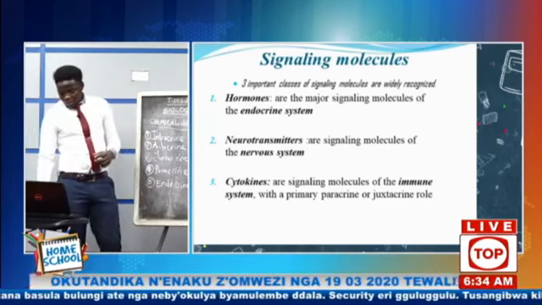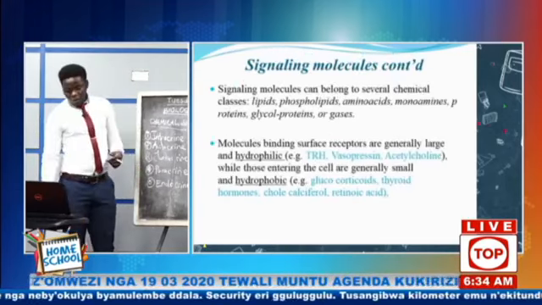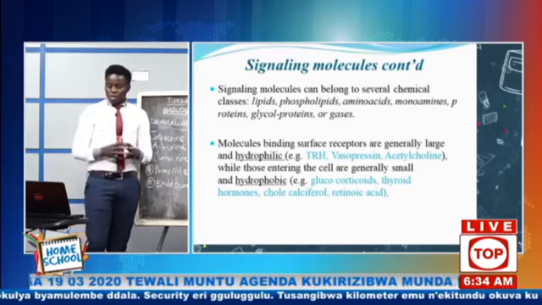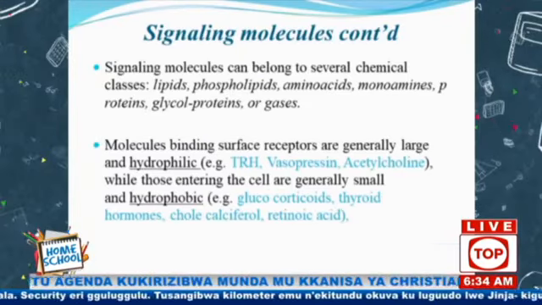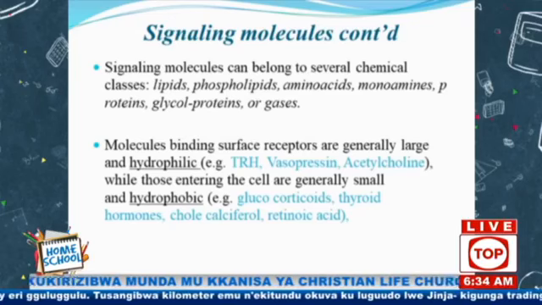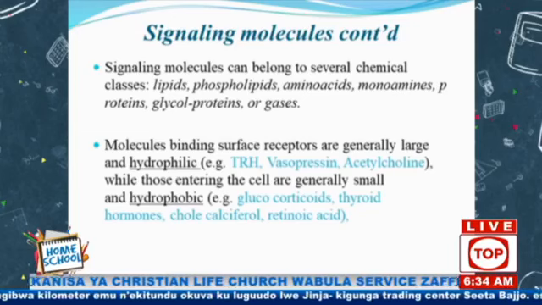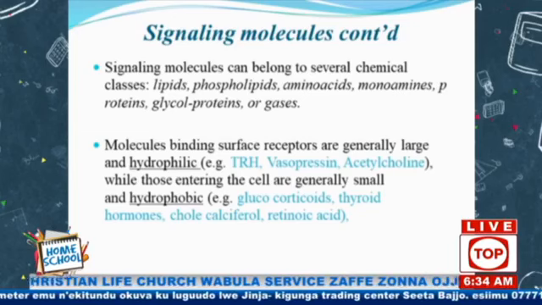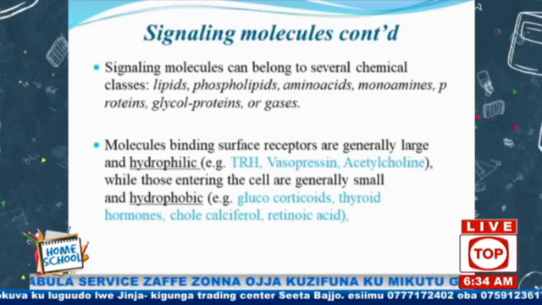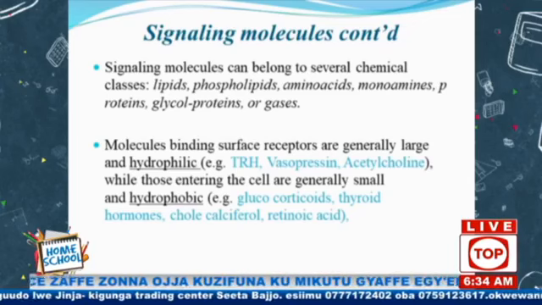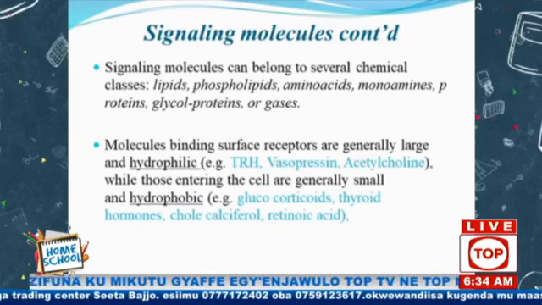If we go to the next slide, we are saying signaling molecules can belong to several classes. We have lipids, phospholipids, amino acids, proteins, and gases. Yes, carbon dioxide can be a signaling molecule. We have different classes: phospholipids, amino acids, monoamines, proteins, glycoproteins, lipids. Write some of these things down, yes, they can help you to remind yourself.